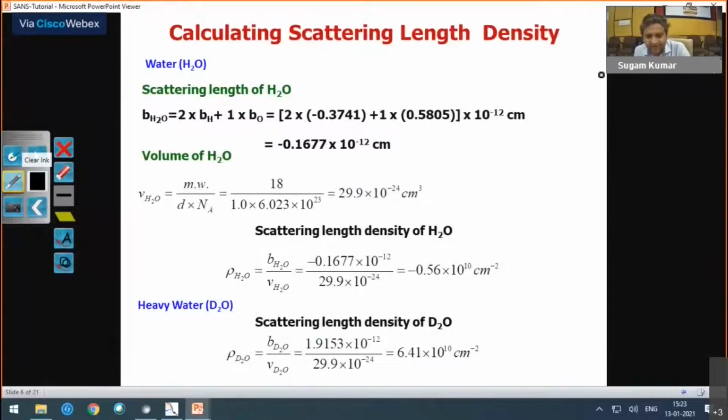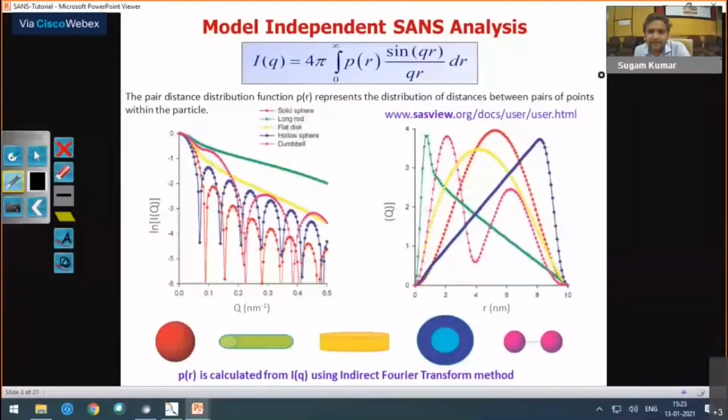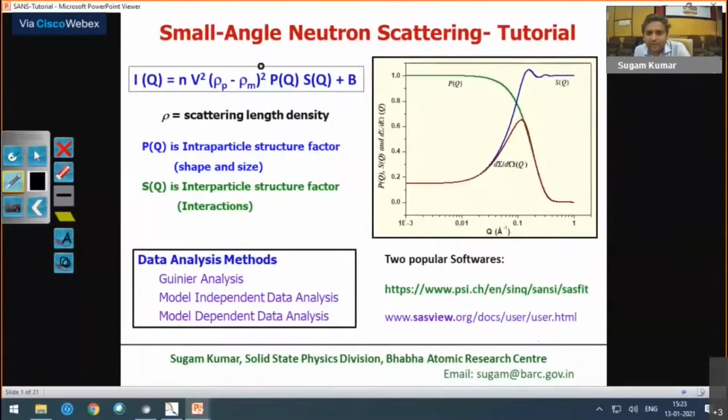Okay, so what I said, just back here. So now I will start collecting the information: number density, volume. Of course, I will not be knowing that because that will depend upon the radius or geometrical parameters. So that has to be determined. But the other constant or scale factor in this intensity equation is this contrast term.